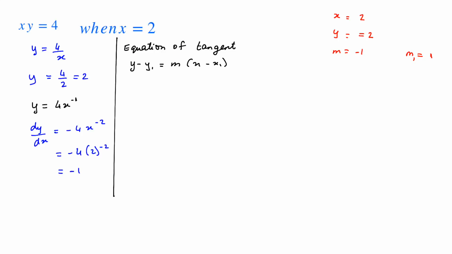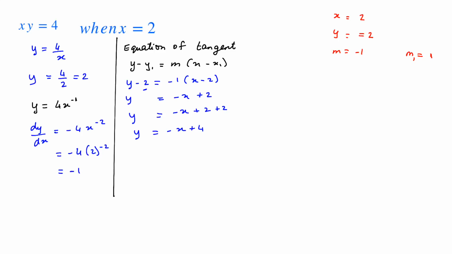To find the equation of the tangent, we are going to use the same formula. Replace the y1, m and x1. Y minus 2 is equal to negative 1, x minus 2. We expand the bracket. Negative 1 multiplied by x is negative x. Negative 1 multiplied by negative 2 is positive 2. When we shift this negative 2 to the other side, it will be positive 2. Therefore, your answer is y is equal to negative x plus 4.